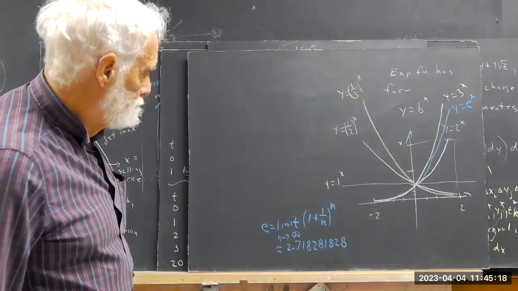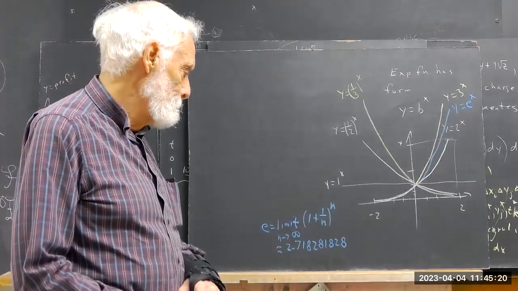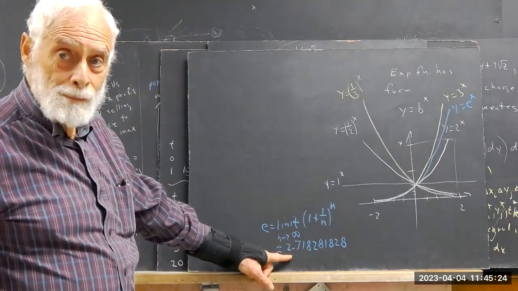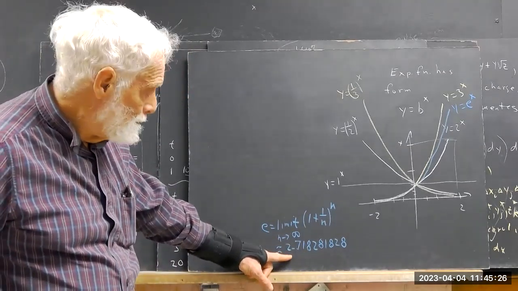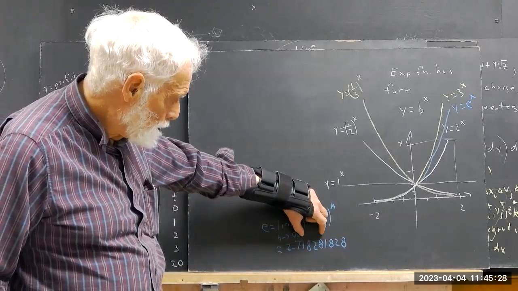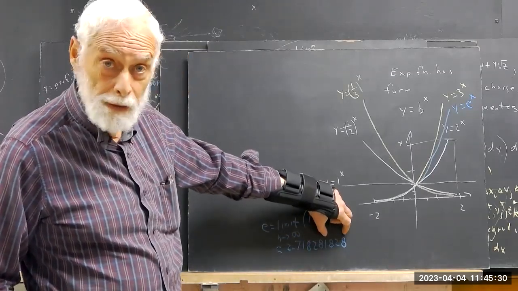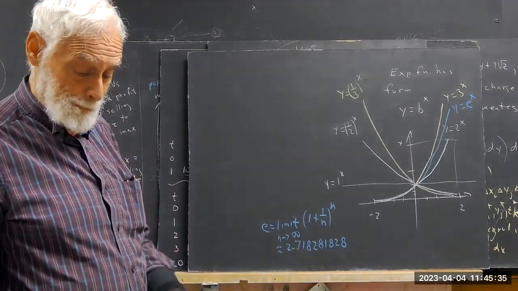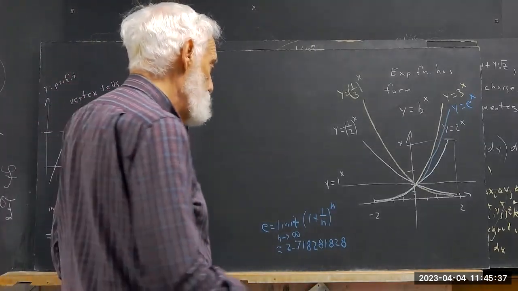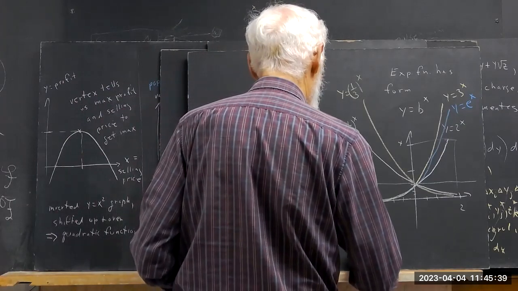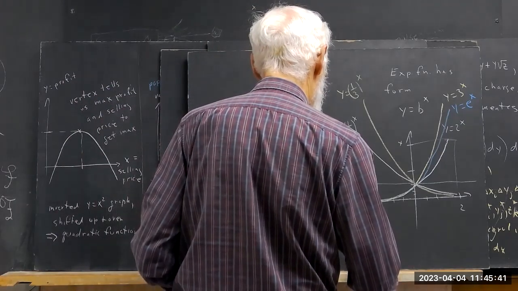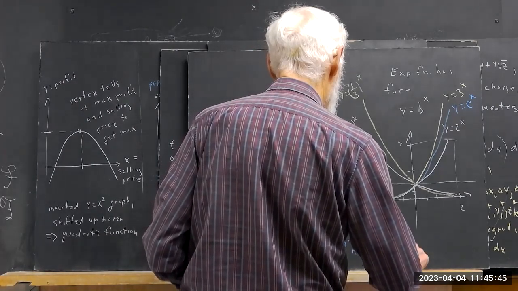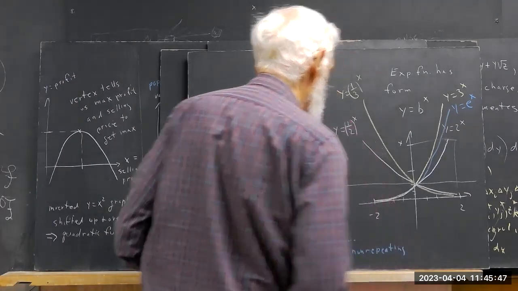The first 11 digits of e are these. And interestingly, it looks like it's going to repeat 1828, 1828, but it doesn't repeat. Non-repeating.